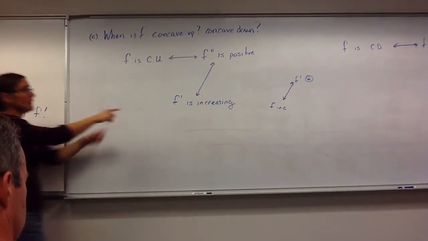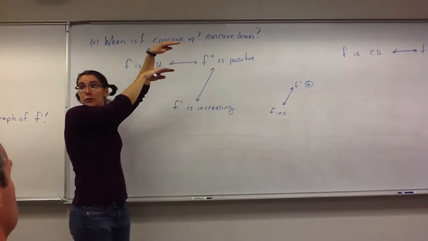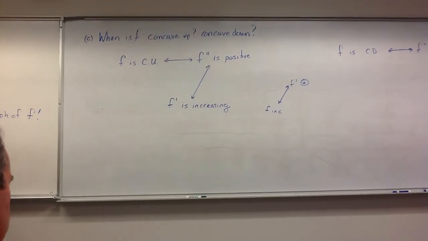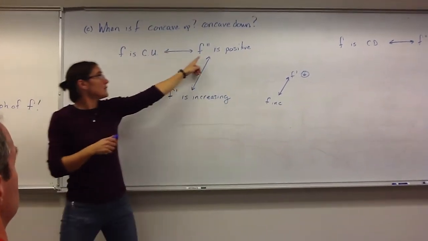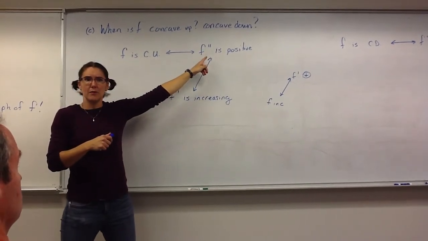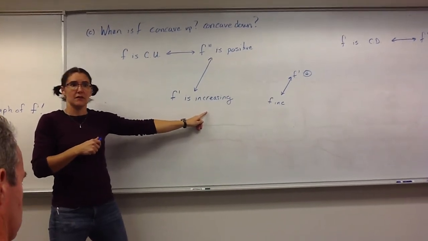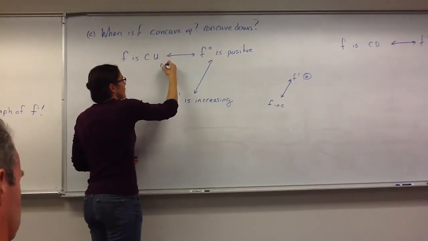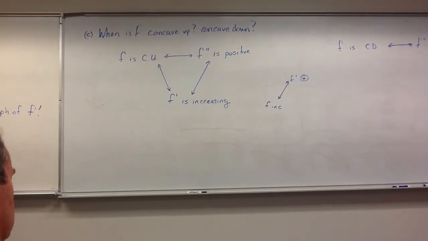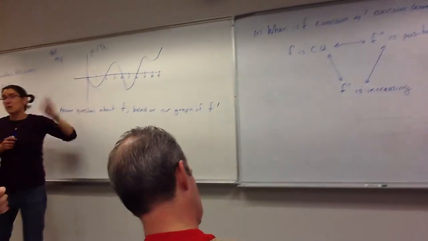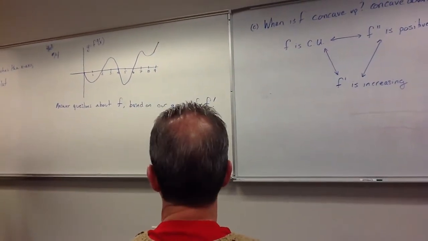So this link is really the same link. We're just one level shifting that up. Okay, so this tells us, since f is concave up when f double prime is positive, and f double prime is positive when f prime is increasing, that means that we can finish out this triangle since these are all connected to each other. So if we look at f prime, and I look at where f prime is increasing, that's going to tell me where my original function is concave up.